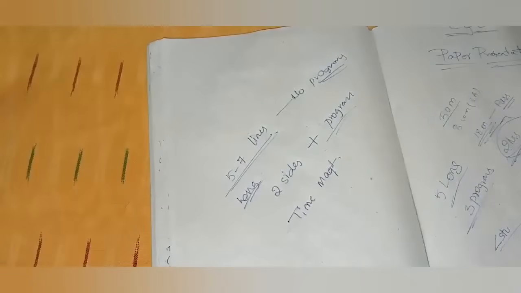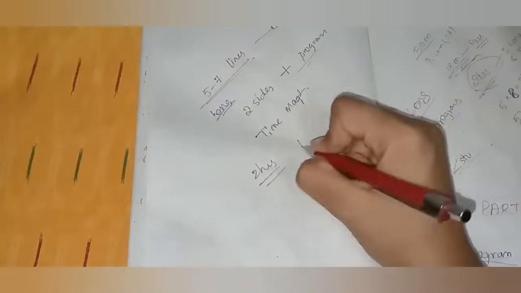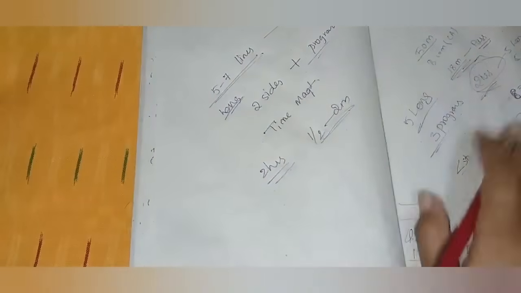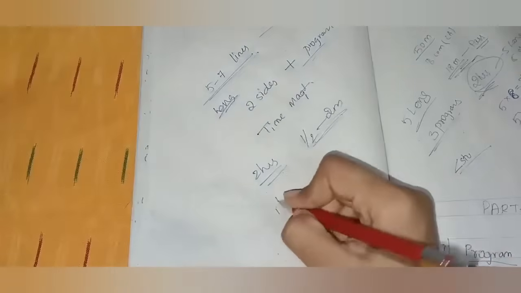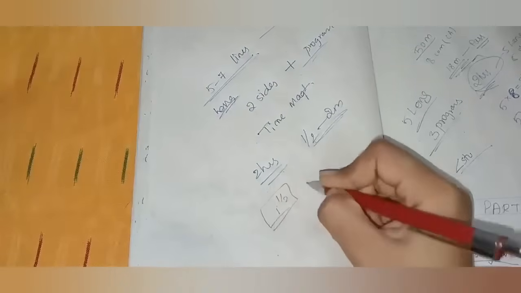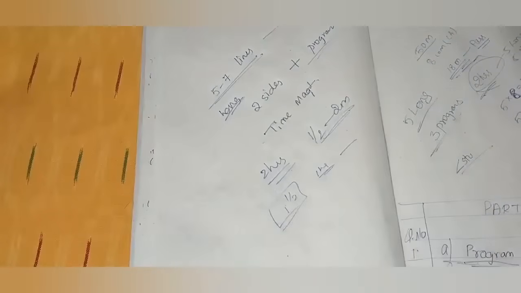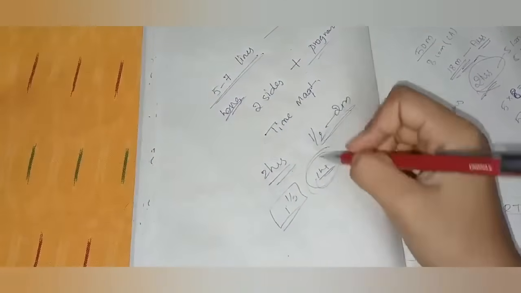What does time management mean? As you have a 2-hour examination, allot half an hour for the 2-mark questions. You need to attempt all 8 questions compulsorily. Of the remaining 1.5 hours, allot 1 hour for Part B, which means each question should be finished in 10 to 12 minutes. Then you can finish Part B within 1 hour.